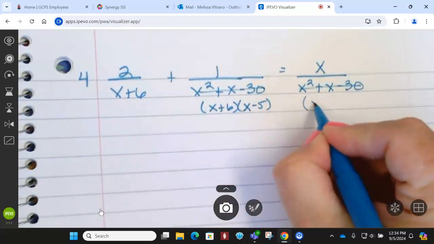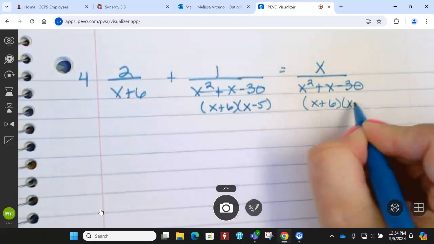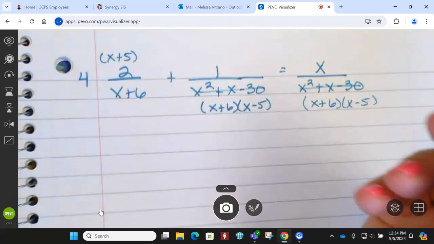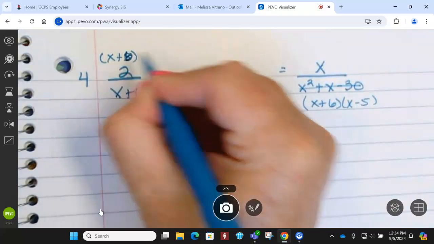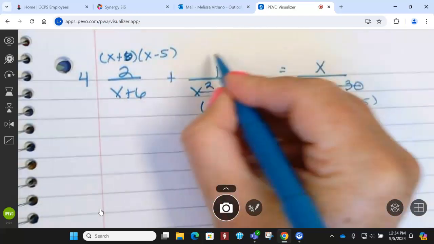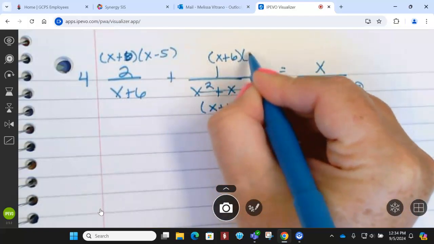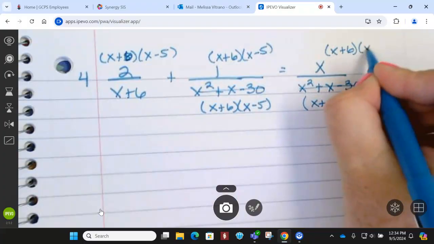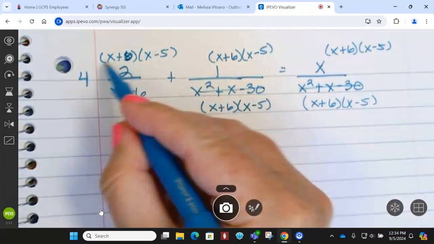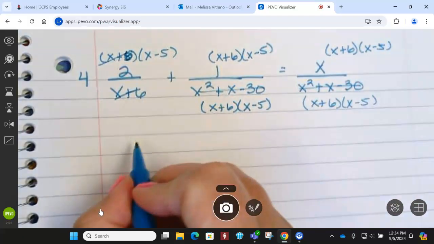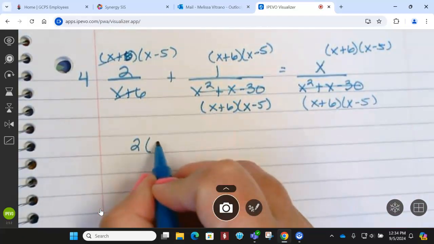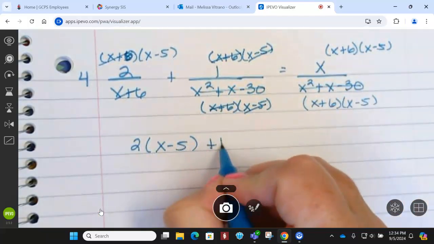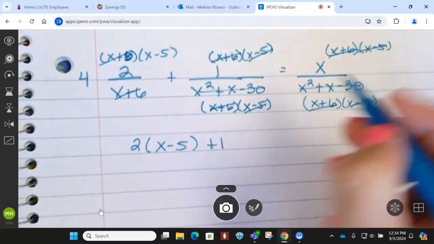So we're going to rewrite these. So now, again, x plus 5. Oh, shoot. Let's make that an x plus 6 and an x minus 5. Sorry about that. X plus 6, x minus 5. X plus 6, x minus 5. Okay. So here the x plus 6's cancel, and I'm left with 2 times x minus 5. These both cancel, plus 1. Again, these cancel, equals x.